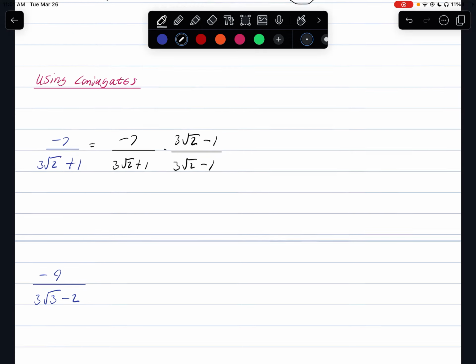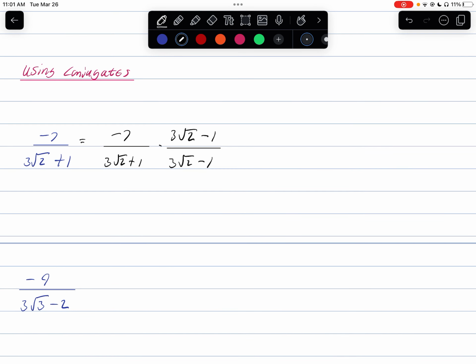But this has the nice property of having a conjugate with the denominator, right? So if we multiply 3 times the square root of 2 plus 1 times 3 times the square root of 2 minus 1, we're multiplying by a conjugate, and all of the square roots should disappear. But we can simplify first. So let's do the numerators. We have negative 7 times 3 times the square root of 2 minus 1, or this will just become plus 7, since negative 7 times negative 1 gives us plus 7.